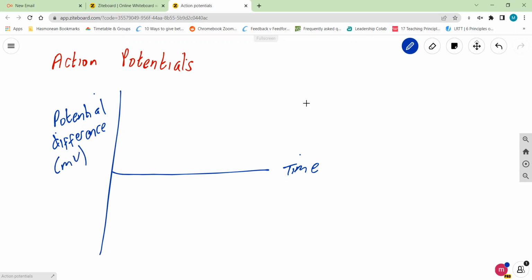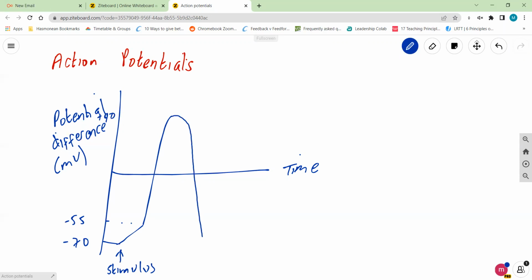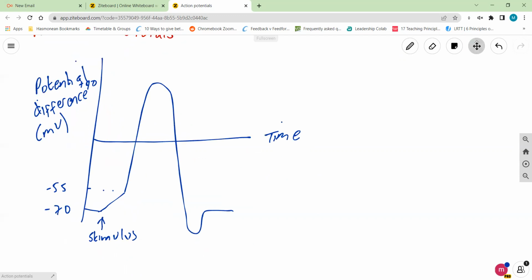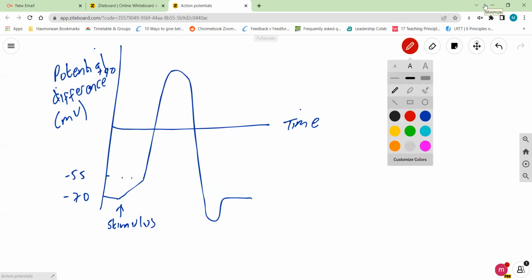So it's measured in millivolts, it's very small, and it starts at what we call minus 70. And then once you have a stimulus, what we notice is that first of all, it goes up relatively slowly to approximately minus 55, and then it shoots up quickly to plus 40, and then comes back down again, slightly overshoots to minus 70 and returns to that level. Okay, so what we actually need to think about is what is happening at each stage along this process.